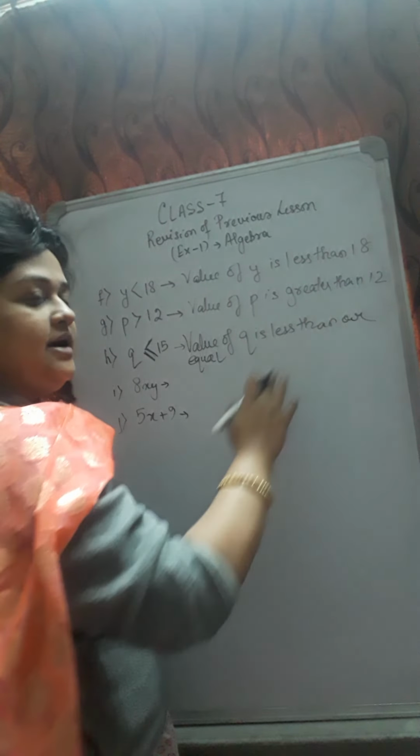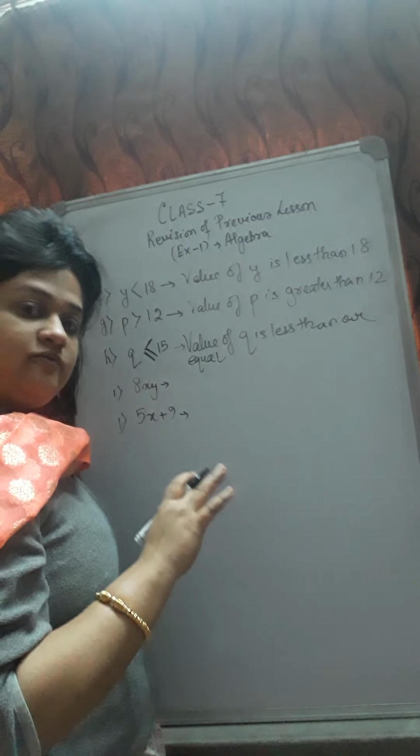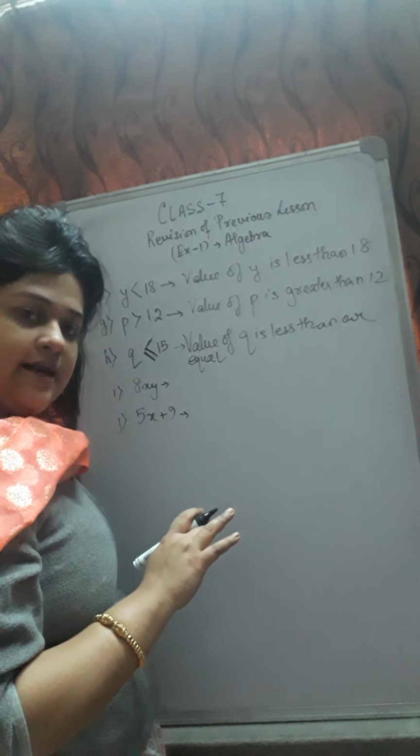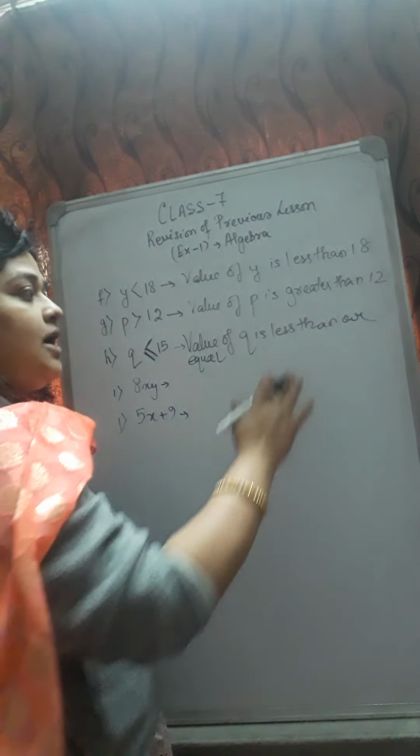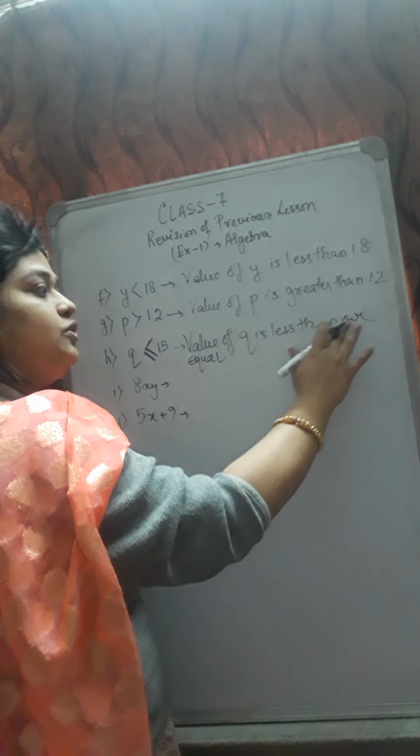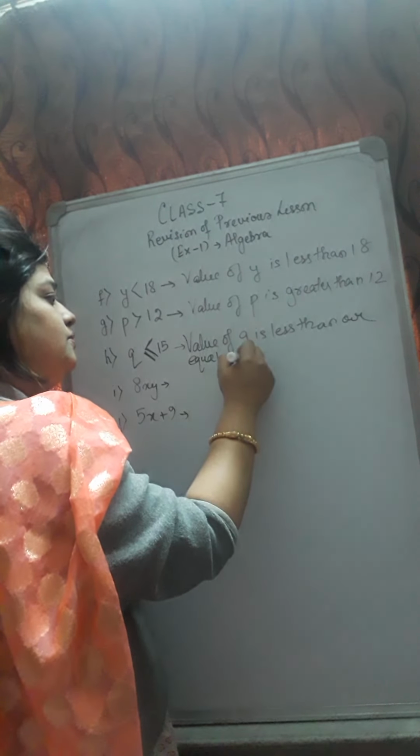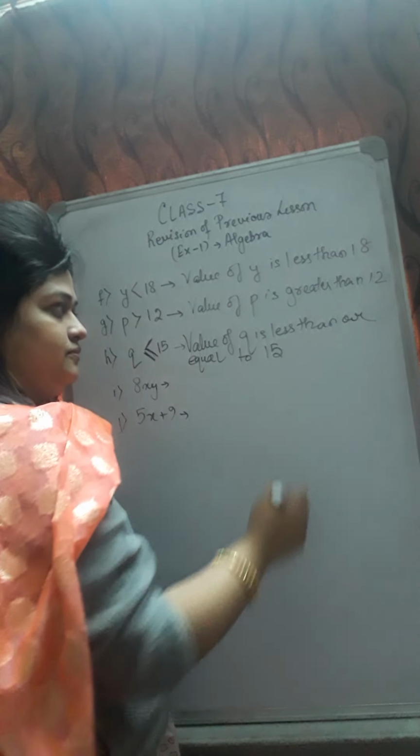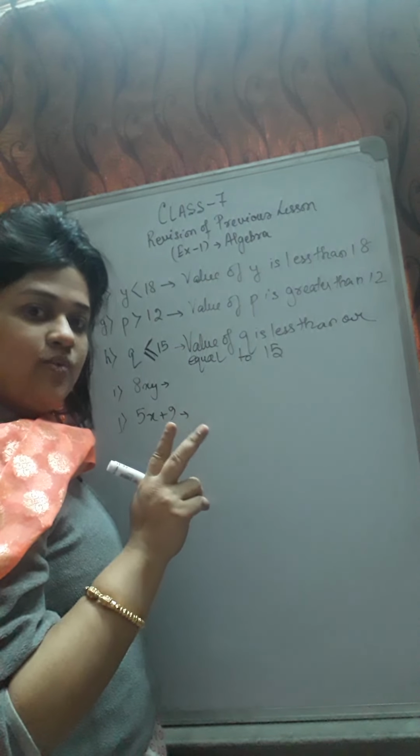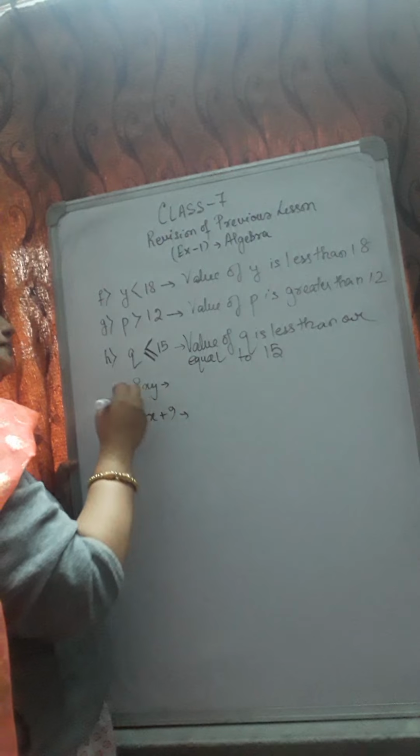But why are we writing or? Because there is fair enough chance of both things happening, but individually. So either Q will be less than 15 or it will be equal to 15. Or means when any one can happen.